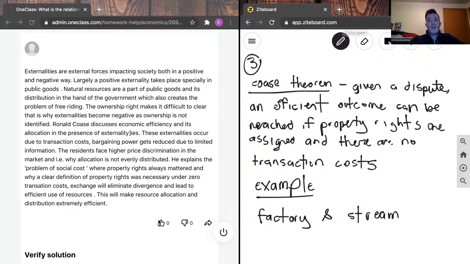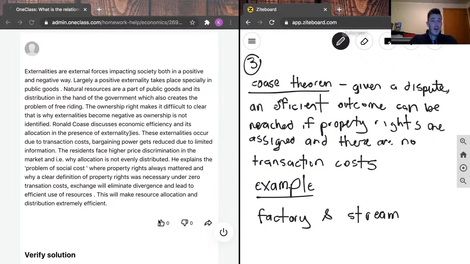The ownership right makes it difficult to clear. That is why externalities become negative, as ownership is not identified. Ronald Coase, famous economist, discusses economic efficiency and its allocation in the presence of externalities. These externalities occur due to transaction costs. Bargaining power gets reduced due to limited information. The residents face higher price discrimination in the market, and for example, why allocation is not evenly distributed.